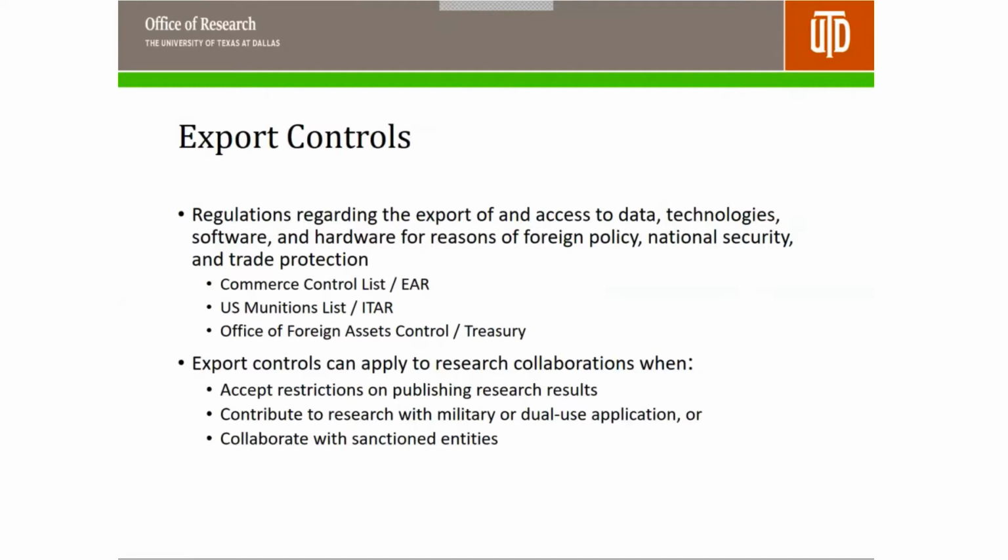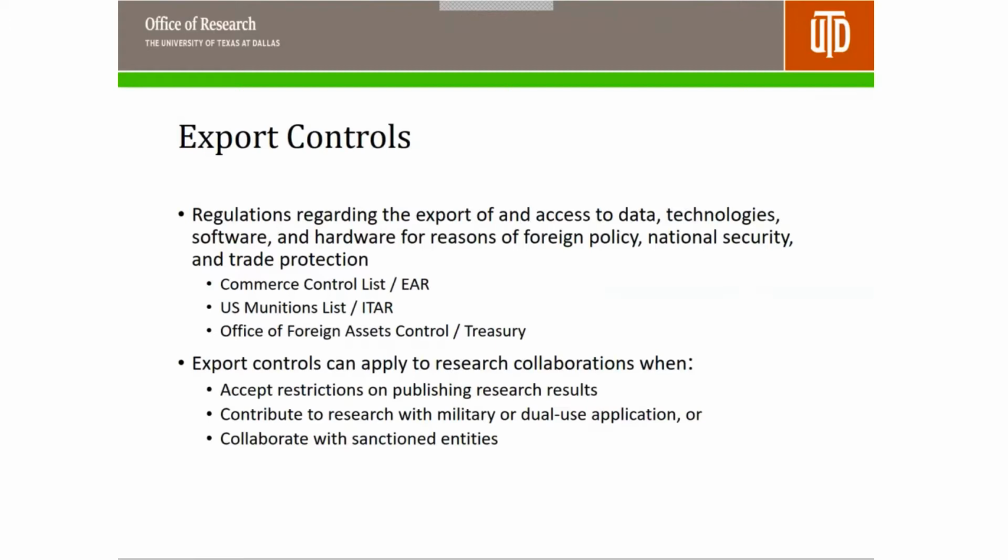Export controls can also apply whenever you're looking at how you're reporting the results of the work, because, as we'll talk about a little bit later, the fundamental research exclusion only protects research done at U.S. academic institutions whenever the project results are going to be openly reported. And so, if you head into a research collaboration where you don't intend to share the results of the work, then export controls can apply to the actual research project itself.